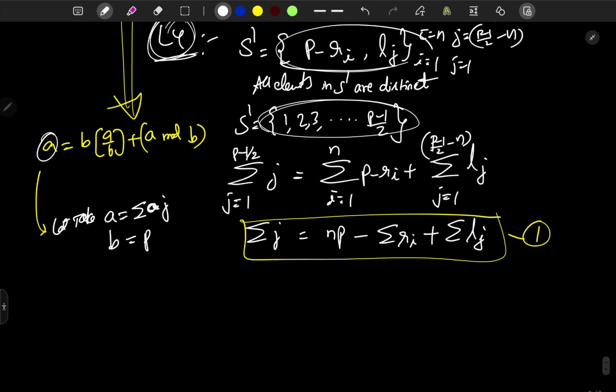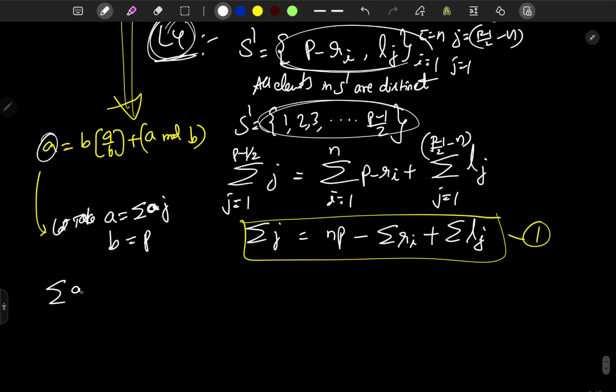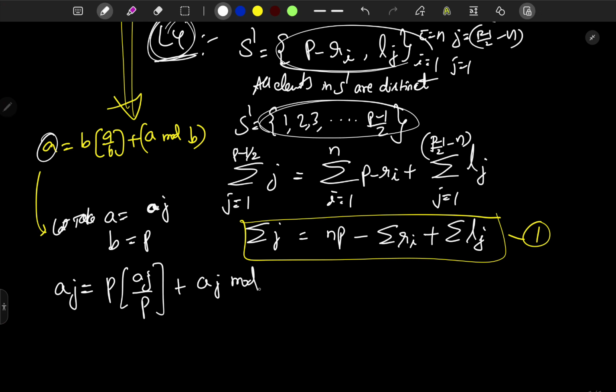Consider b as p. So what will happen? Tell me. Sigma aj, where j runs from 1 to (p minus 1)/2, equals p times something. I'm saying that aj equals p times floor(aj/p) plus aj mod p. Happy?